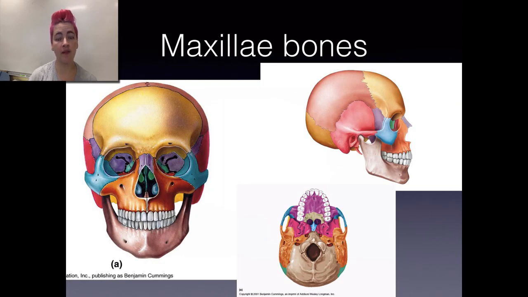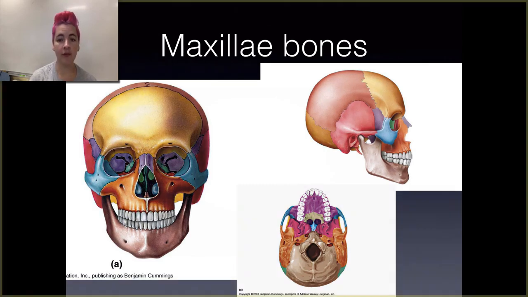Onto more bones of the face. The maxilla is the upper jaw. We have 3 different views here. We have this from the side, it's the orange here. We have from the front, which is the orange here, and there are actually 2 maxilla bones. There's one on each side. And then we have the maxilla here, the purple here. So all that purple is the maxilla.